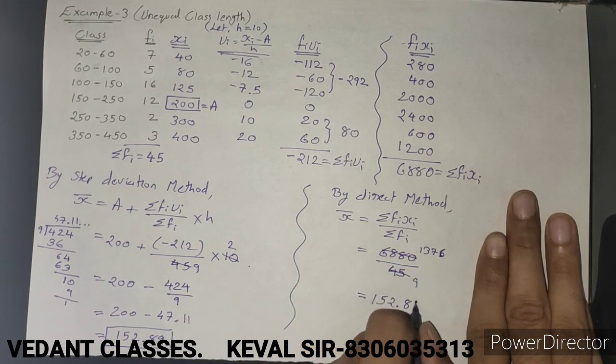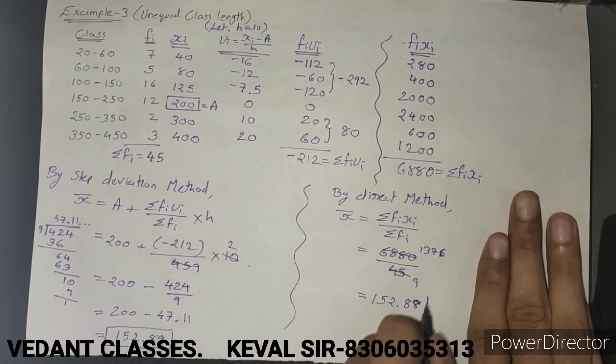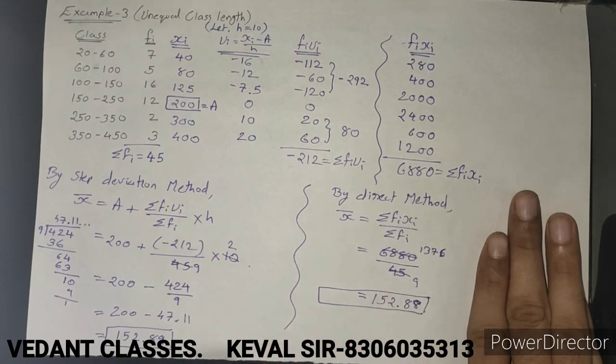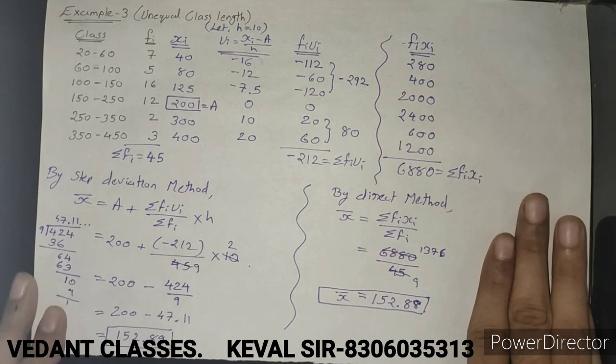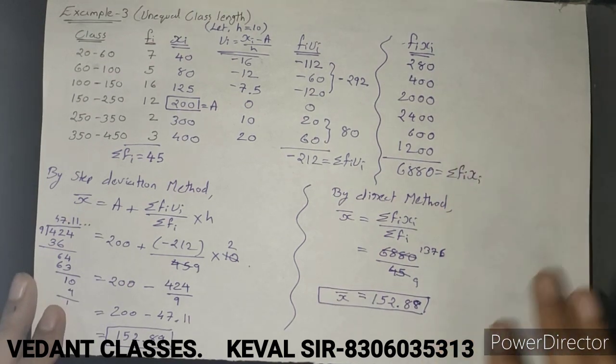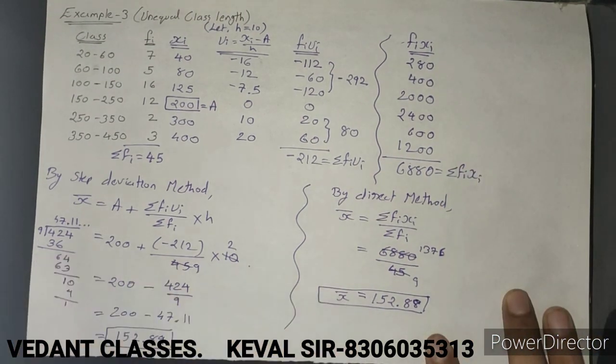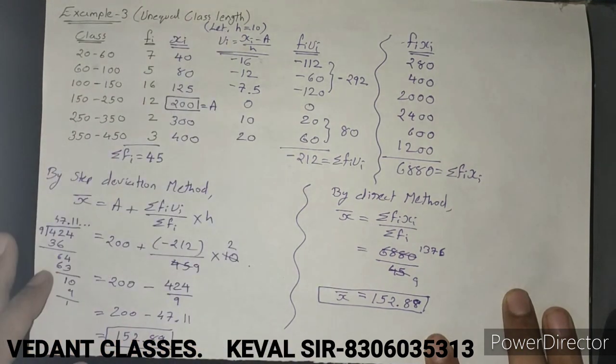By dividing these two values you will get 152.88, which is near about 152.89. Okay, so you'll always get the same answer whichever method you use, but according to me it's good to use the direct method whenever the unequal class lengths are given. Okay, so that's all for the exercise 14.1.